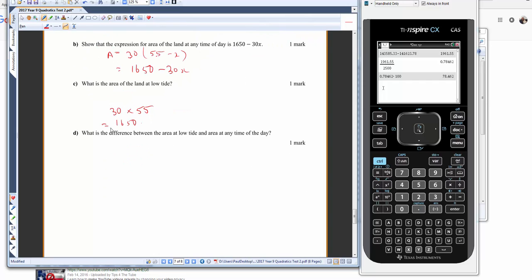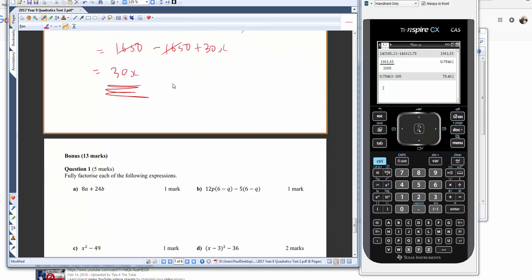Okay, a lot of people got this one wrong. The difference between the area at low tide and any time of day. So low tide is 1650, subtract any time of day, which is 1650, take 30x. Now 1650 take away 1650. Now think about what this says. We're subtracting negative 30x, so in fact that has to be add. They cancel out, leaves us with 30x. So we only accepted positive 30x there.